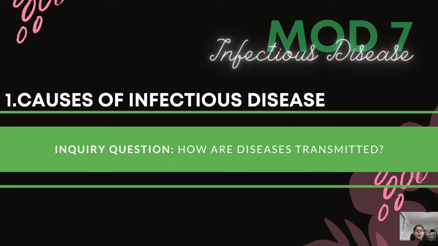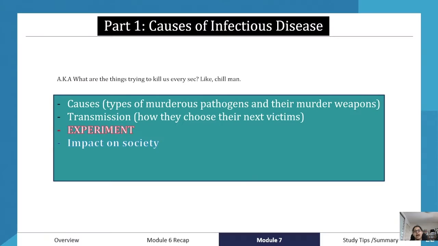Okay, so the first dot point that we're looking at, like always, well, not always, because the last module had 3 dot points. This one has 4. So the first one is, what are the causes of infectious diseases? So we're looking specifically at the causes of infectious disease. And our inquiry question is, how are diseases transmitted? So how do they go about infecting one person to the other? So how does that happen?